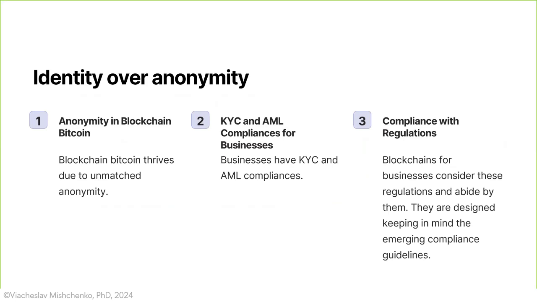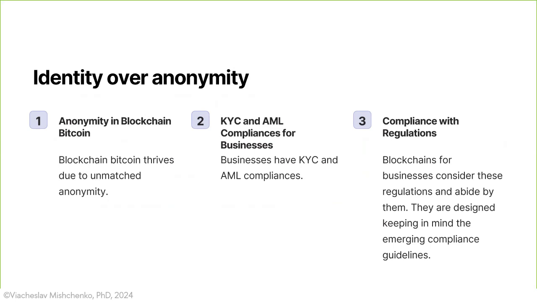Now, let me explain another crucial distinction between Bitcoin's blockchain and business blockchain, which is, I would say, their approach to identity. This is something that I believe fundamentally shapes how these systems operate in practice. I usually emphasize that one of the core features of the Bitcoin blockchain is anonymity. That's what makes it so unique. For example, users can conduct transactions without revealing their real identities.